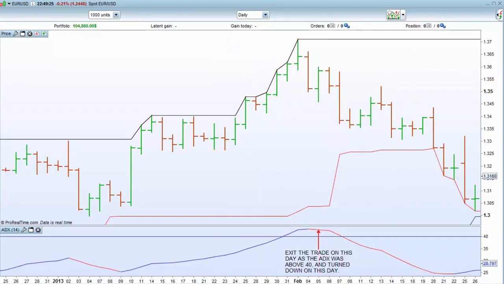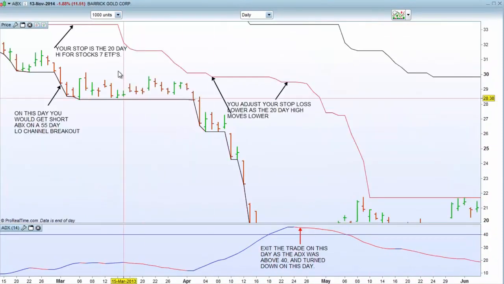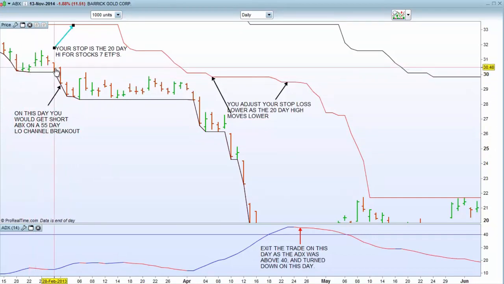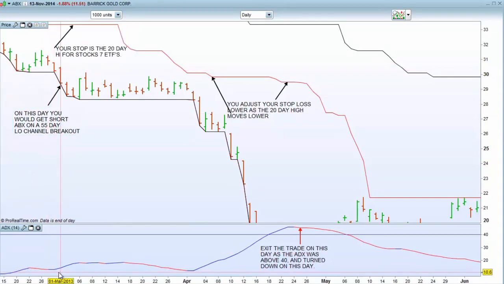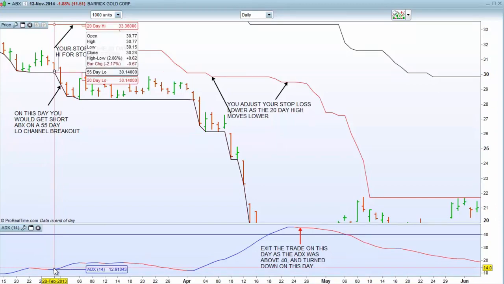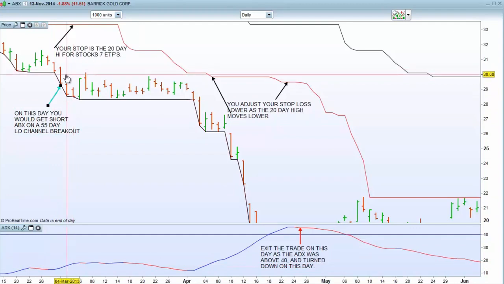All right, let's take a look at a stock chart. What I have here is an example of a stock, Barrick Gold Corp, ticker ABX. What you'll see here is we have a sideways setup: 1, 2, 3, 4, 5. On this fifth day, you can see below that the ADX is blue and rising. So we place an order to sell on that day with the cushion, and the next day we get short ticker ABX on a 55-day low channel breakout.